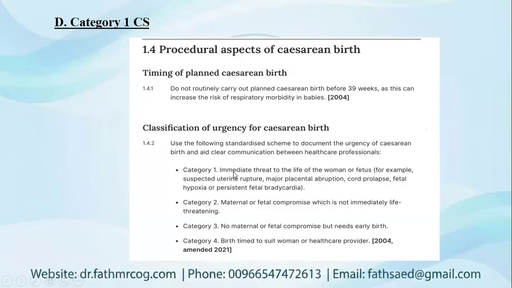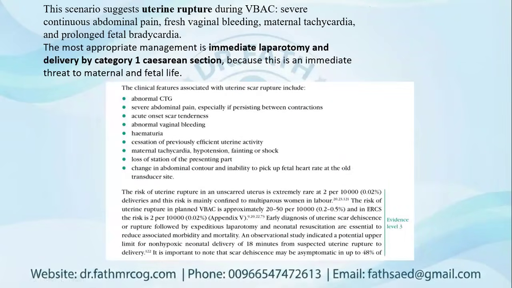If you have placenta previa with bleeding and you cannot go in 1 minute and deliver the baby, the mother and baby will be affected, life-threatening, category 1. If it is maternal or fetal compromise which is not immediately life-threatening, there is some problem but not this one, it will be category 2. Category 3, maternal or fetal, but needs early birth, like when you want to deliver the patient. Category 4, like when you bring the patient for elective.